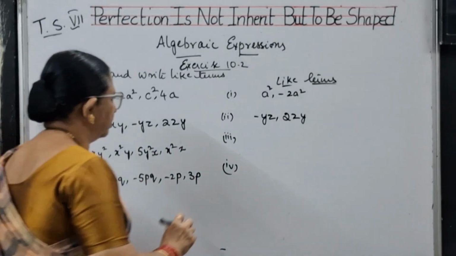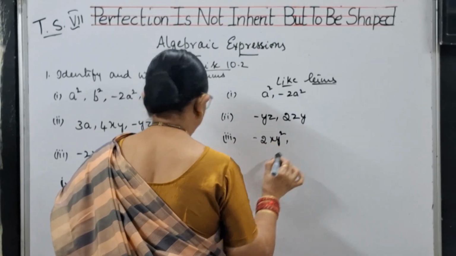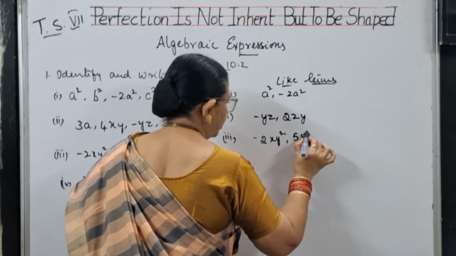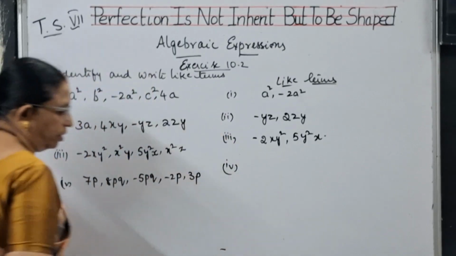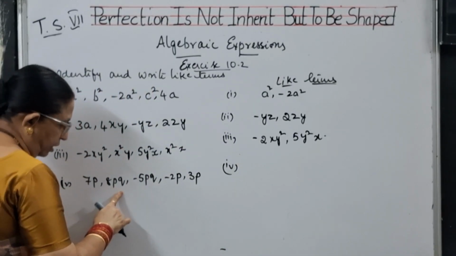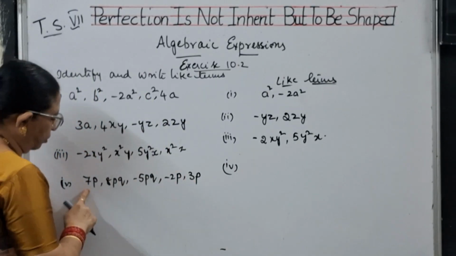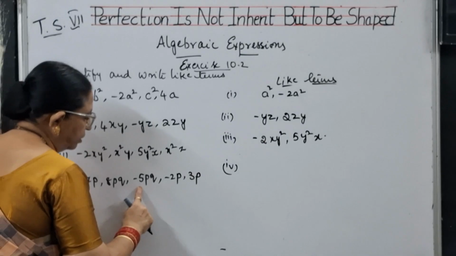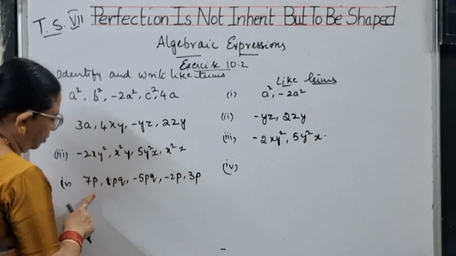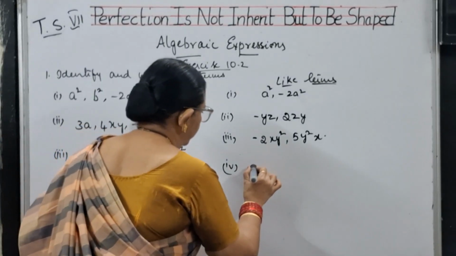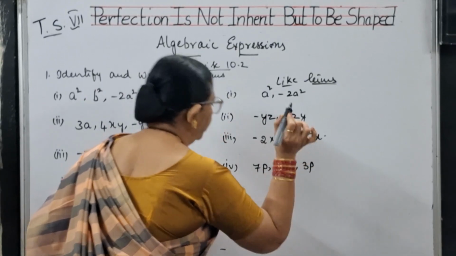So minus 2x square y, minus 2xy square and 5y square x. Of these, the two like terms are the xy square ones. Next, 7p, 8p cube, minus 5p cube, minus 2p, 3p are there. So 7p. Is there only p here? Yes. This is minus 2p. Here 3p is there. So 7p, minus 2p and 3p are like terms.